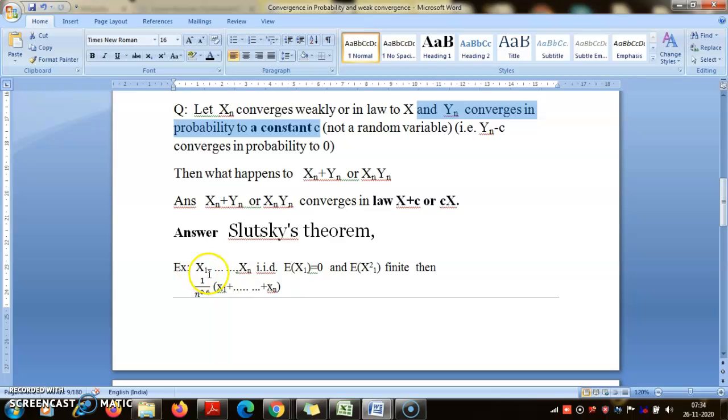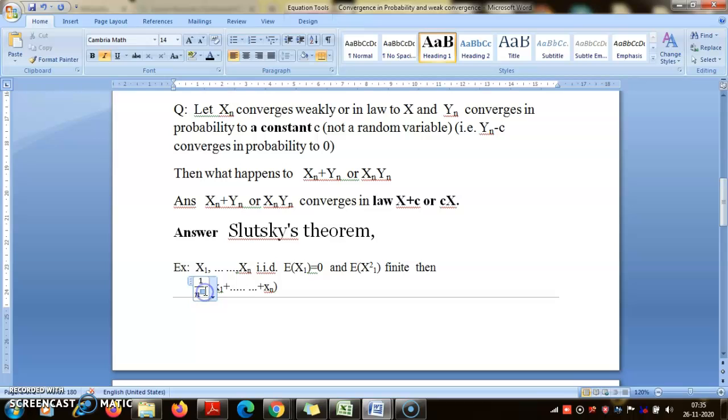So here is an example. Suppose I have IID random variables with mean 0 and finite variance. Then I am asking you, what is 1 by n to the power 0.6 times X1 plus X2 plus up to Xn? Apparently this is a tricky question, because if I would have asked you about 1 by n, then you know this converges in probability to 0. This follows from the weak law of large numbers.